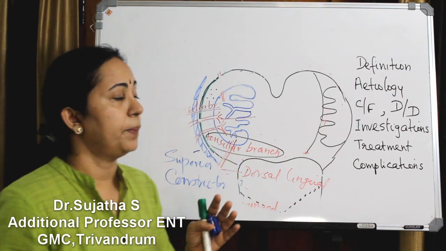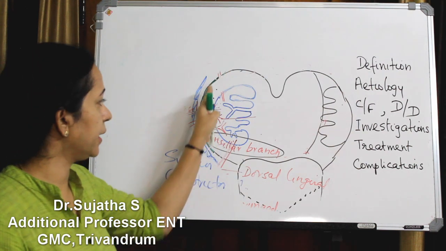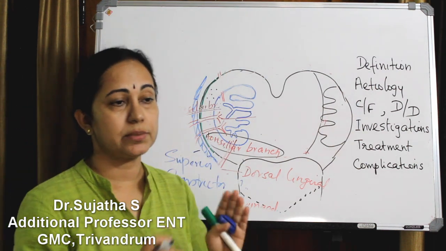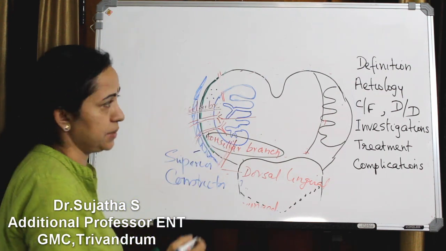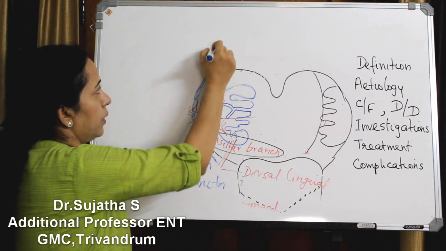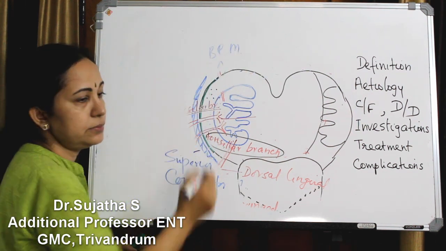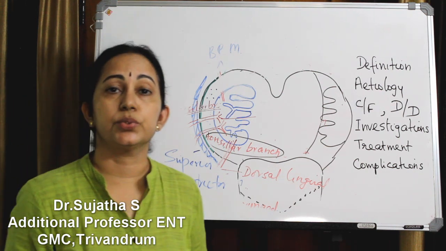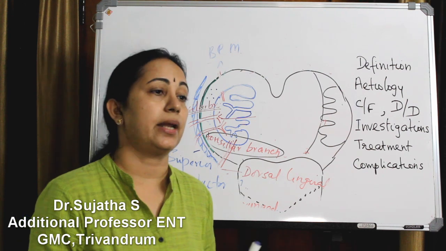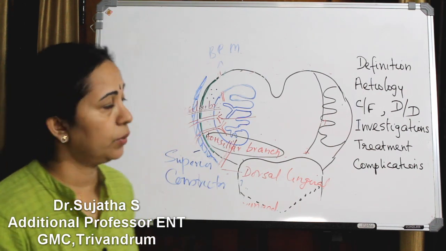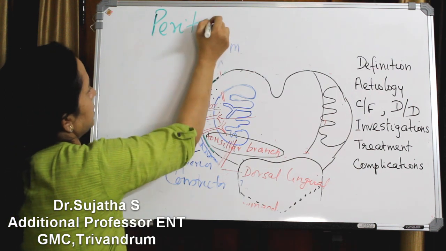Now, sometimes there can be a collection of pus in this peritonsillar space. Okay, that is between this capsule of the tonsil and the superior constrictor muscle. Here comes which fascia? Buccopharyngeal membrane. Okay, so between this, pus can be collected due to so many reasons, and that is called a peritonsillar abscess or a quinsy. Okay, peritonsillar abscess. So today's class is on peritonsillar abscess.